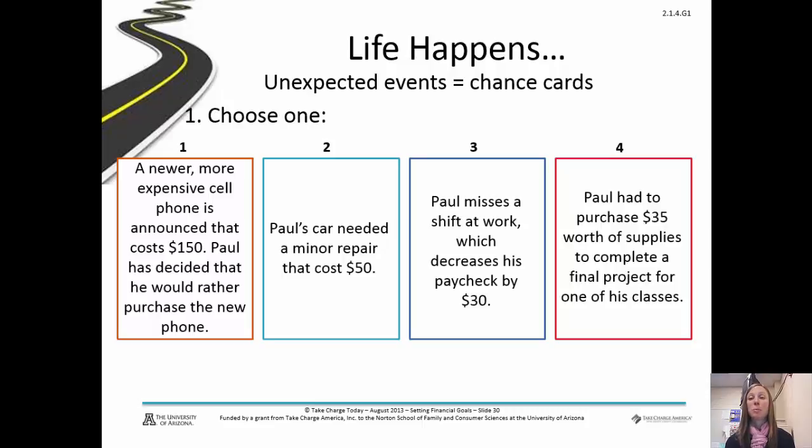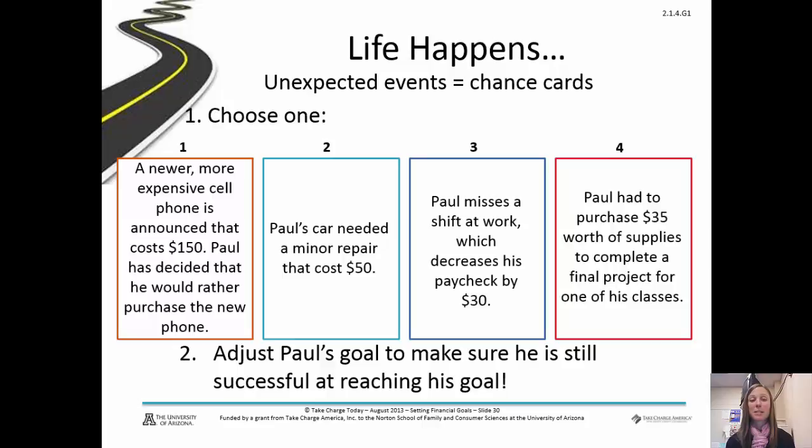Or choice 4, Paul had to purchase $35 worth of supplies to complete a final project for one of his classes. So now take Paul's goal that you made and adjust it to make sure he is still successful at reaching his goal. Your goal may not work with all of these things that happen, and these are things that do happen in our lives.